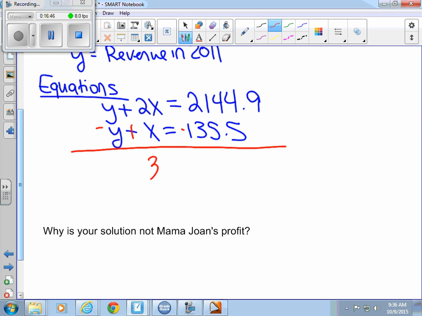So I get 3x equals 2,144.9 minus 135.5 is 2009.4. So, any questions about that so far? 2009.4 divided by 3.